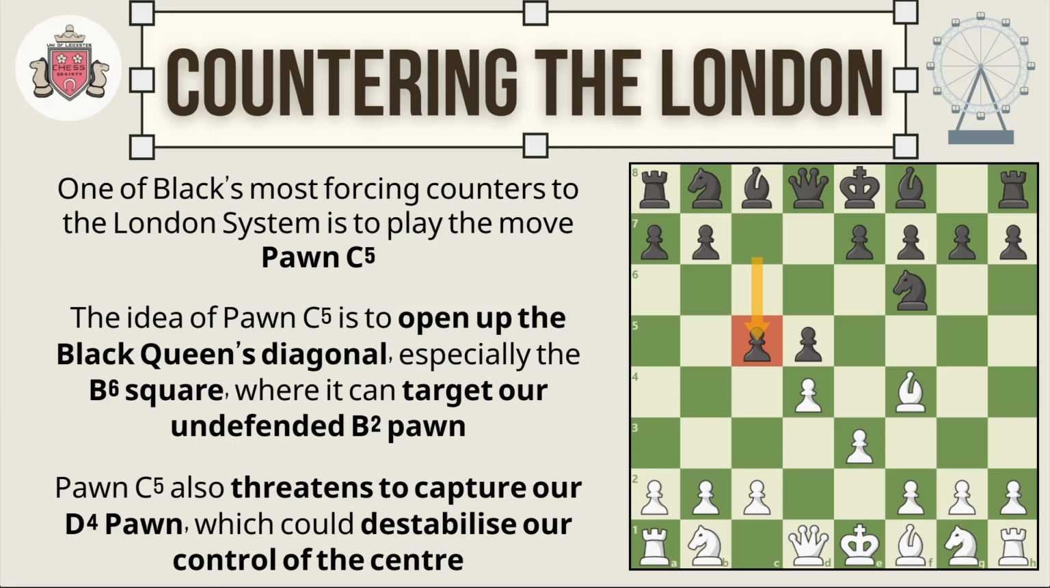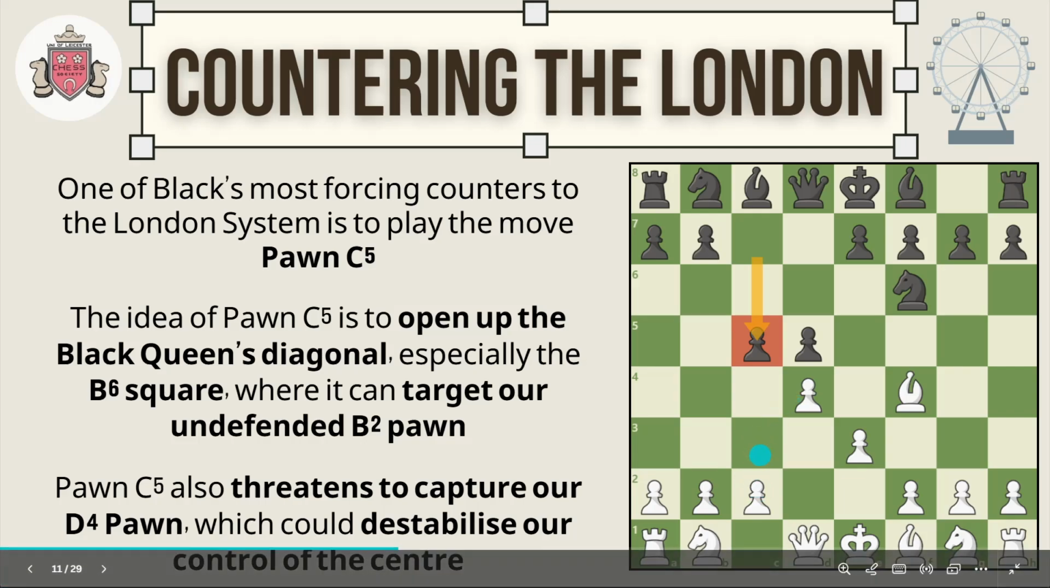So remember that pawn c5 is attacking this pawn and trying to destabilize the center. So is there a move that can support this pawn again? Is there a way that we can reinforce this pawn? Yeah? Pawn c3. Yeah, exactly.